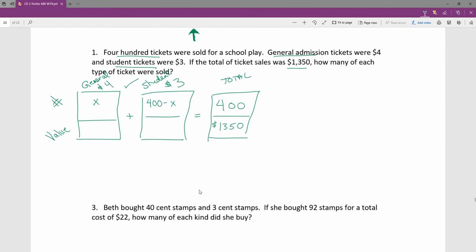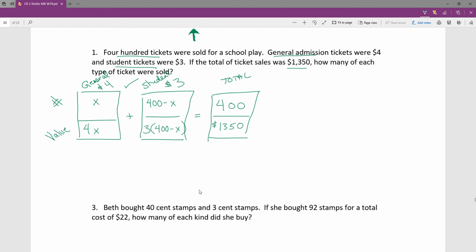That is 1 mark when I'm taking a look at these. You don't have to write individual statements. The boxes count. I need to come up with this value line down here. So it's $4 times the number of general tickets, which I'm representing as X, and it's $3 times the number of student tickets, which is a bit of a lengthy or sizable expression. So it's that 400 minus X.